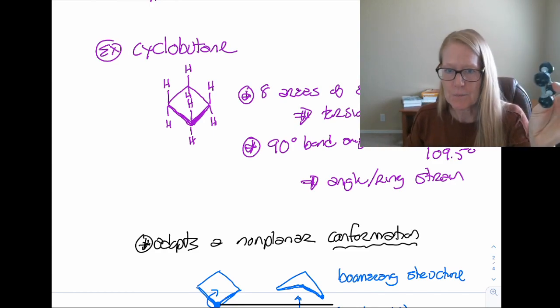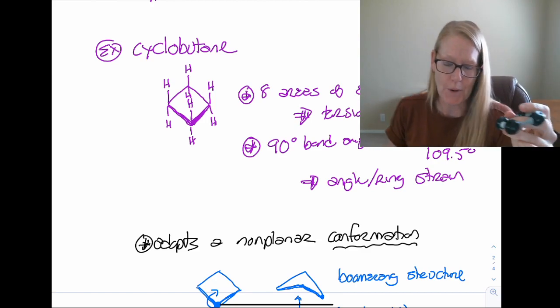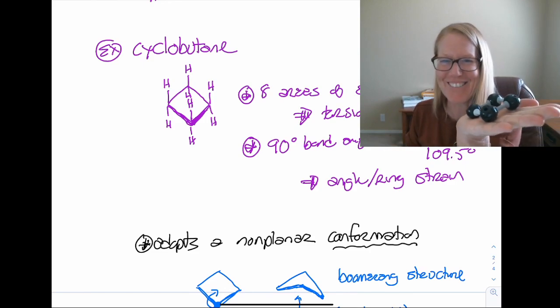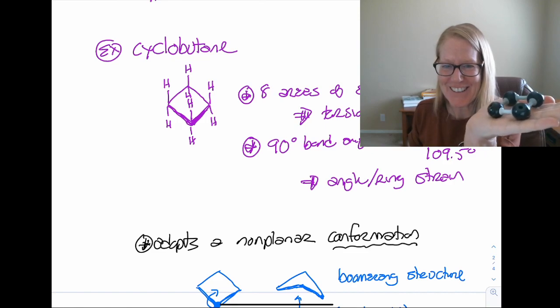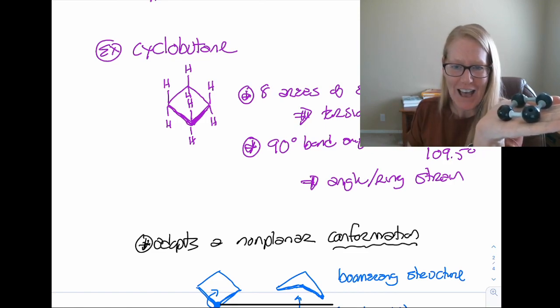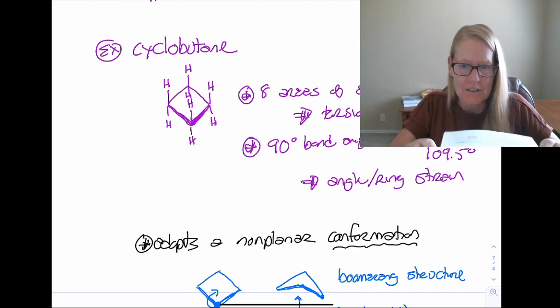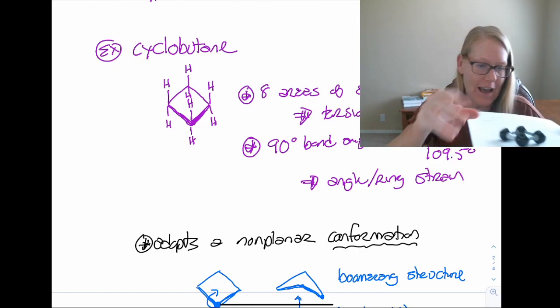I have another cyclobutane here. I think this one's going to be easier to see without the hydrogens on it, to see the boomerang. Currently it's flat. The camera's opposite, so I'm not quite used to it. It has everything flat. It's planar. If I was to put it on a sheet of paper, nothing sticking up, nothing sticking down, it's completely flat.